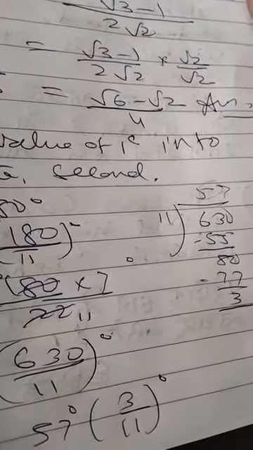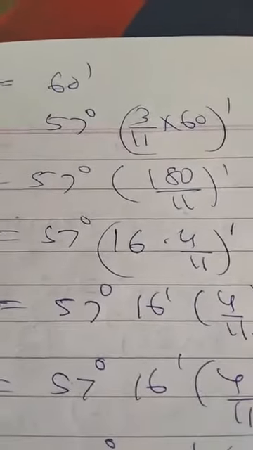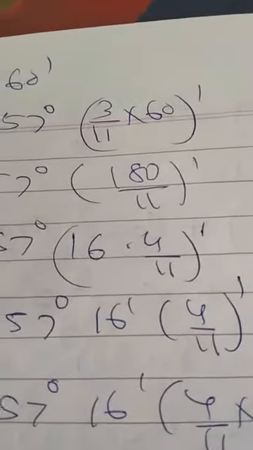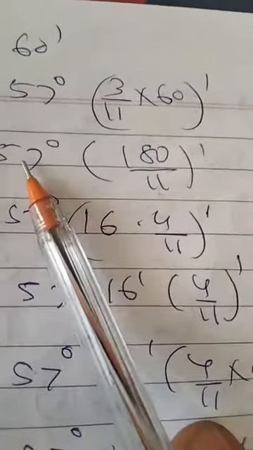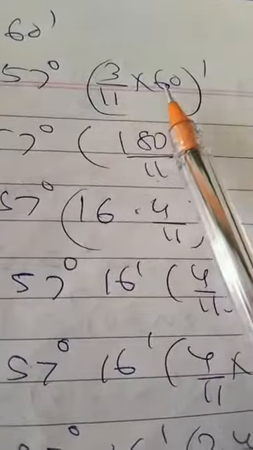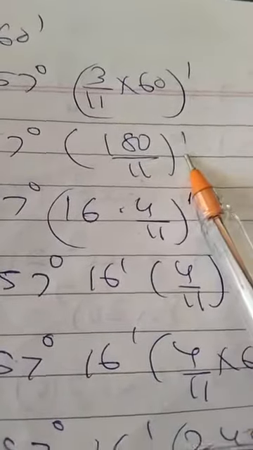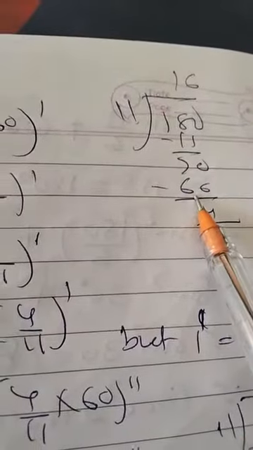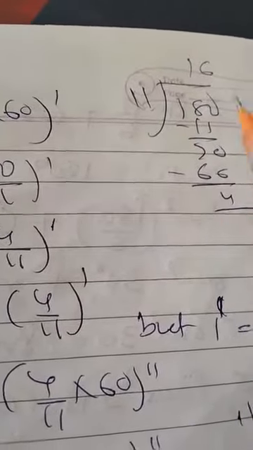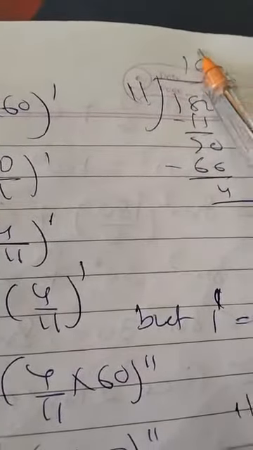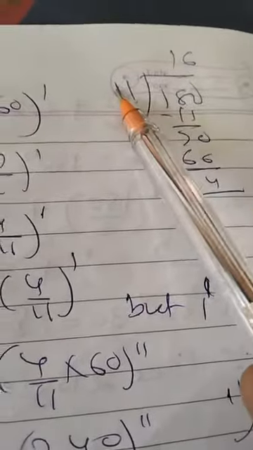And we know that 1 degree is equal to 60 minutes. So we multiply 3 by 11 degree by 60, and it will be in minutes. So we get 180 by 11 minutes. Dividing it again, 11 1s are 11, remainder 7; 11 6s are 66, remainder 4. Not dividing up to decimal format, so 16 is the complete minute and 4 by 11 is the fractional minute.